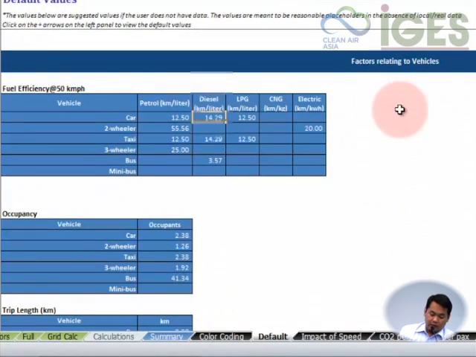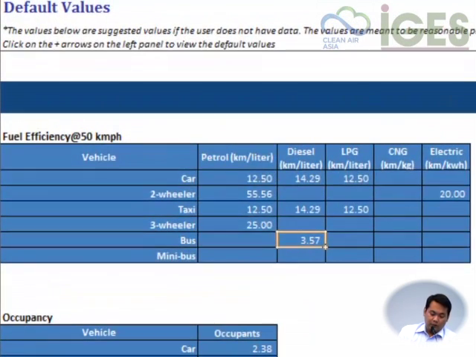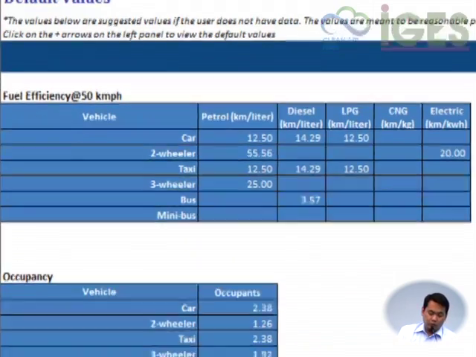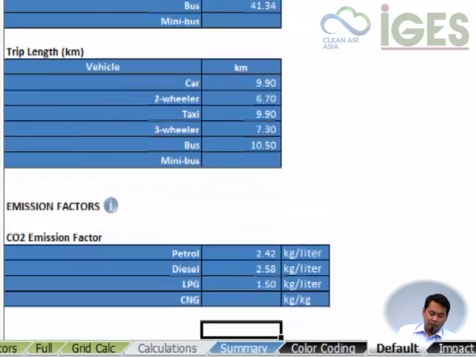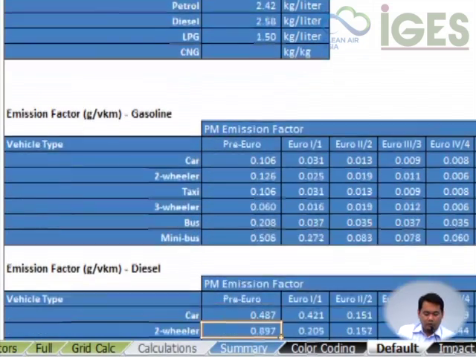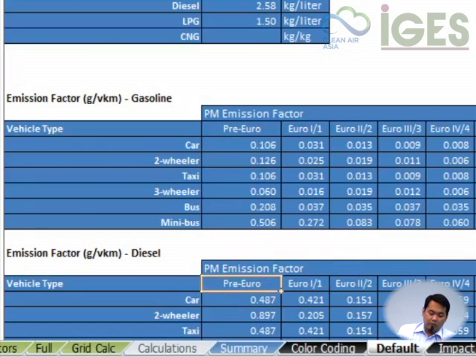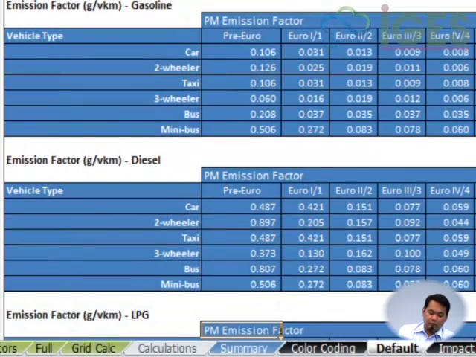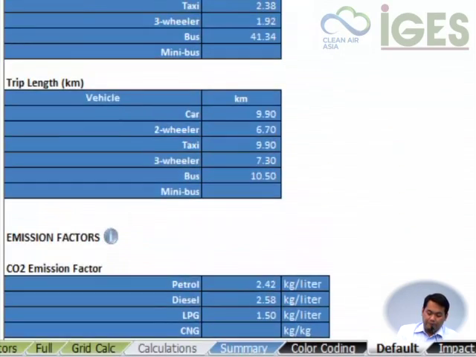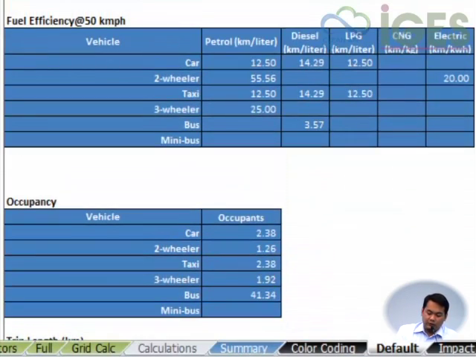So there are factors that are relating to vehicles, fuel efficiency at 50 kilometers per hour. You can refer to this, copy some of them. Not all of them are complete, but we tried our best to do as much as we can in terms of providing default information, also for occupancy, for average trip lengths, and also for emission factors for the different modes, for different Euro standards, and for PM and NOx. So just in case people don't have the values to be able to quickly calculate the emissions reductions, they can take some of the values here and be able to run the calculations.